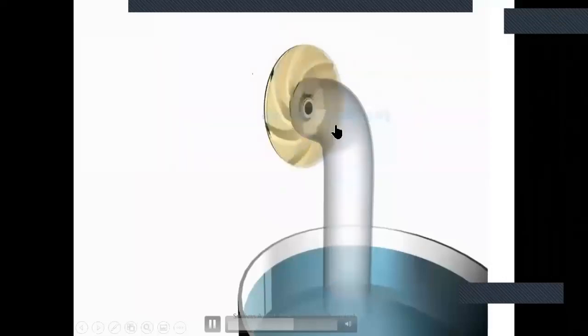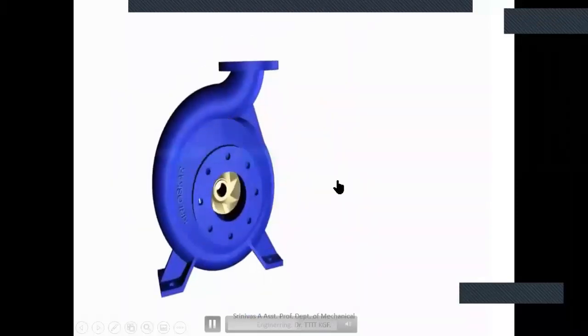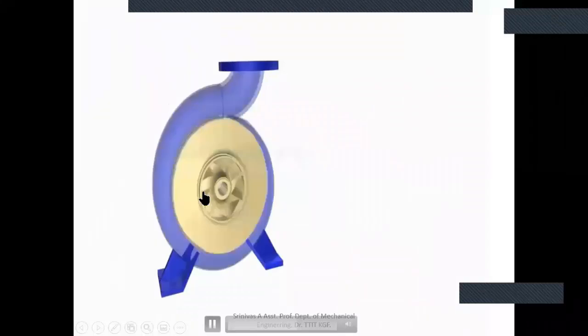And next, about priming: if there is no water present between the impeller eye and the sump, if there is an empty space, then what happens? There is no such negative pressure created, and the water will not move. Next we will discuss how the priming should be done. Got it? That is the working of it.